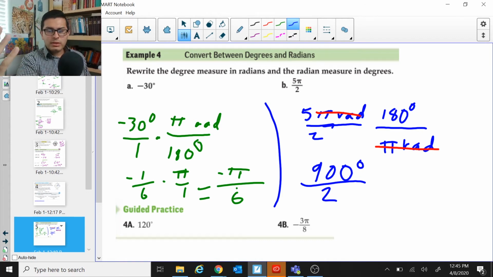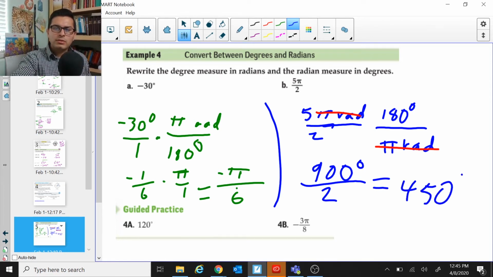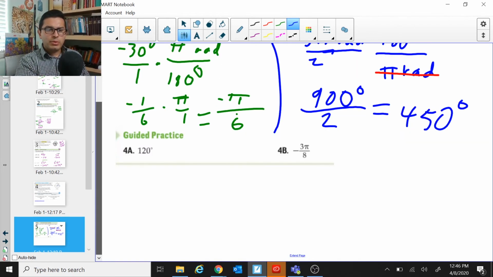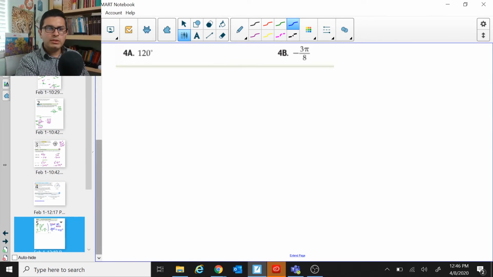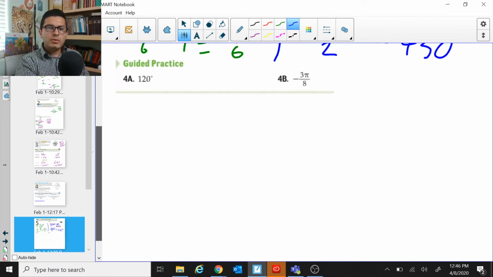So what does this equal? 900/2, that's pretty simple math. We don't even need decimals for this. This will be 450 degrees. So this is how you convert from degrees to radians or radians to degrees. Let's take a look at our guided practice. Now we want to convert 120 degrees into radians. And then we also want to convert -3pi/8, which is radians, and we want to turn it into degrees.